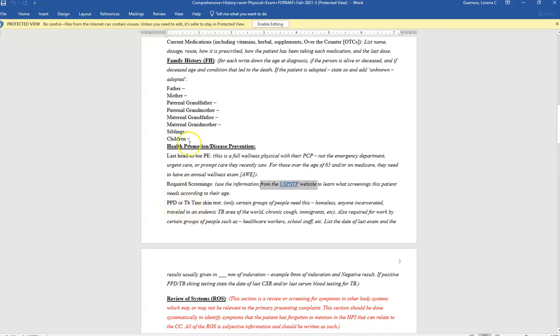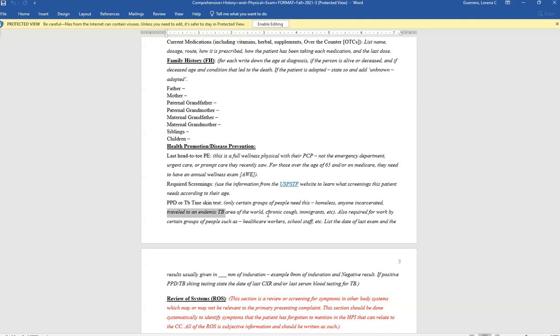A lot of people want to put that under immunizations, but it's not an immunization, okay? This is a screening test in the United States, okay? And these are the people who would get it: homeless, anyone who's incarcerated, anyone who's traveled to a place that has tuberculosis kind of running rampant, okay? Other parts of the world, Mexico, India, South America, there's lots of places in the world, China, where this is very common.